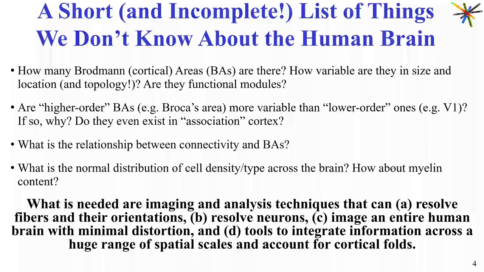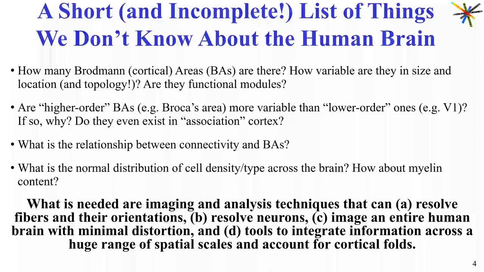We can start with cortical areas. We'll call them Brodmann areas, after Korbinian Brodmann. How many are there? How variable are they in size and location? Are they the same topology in every person? Is 45 always in front of 44, or is it sometimes in back of it?